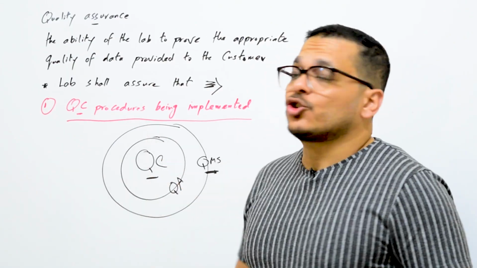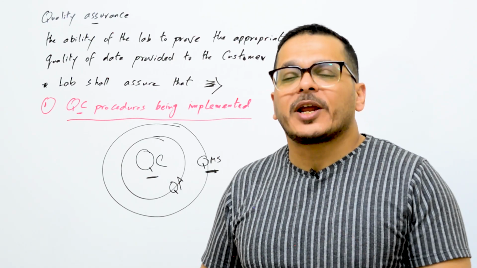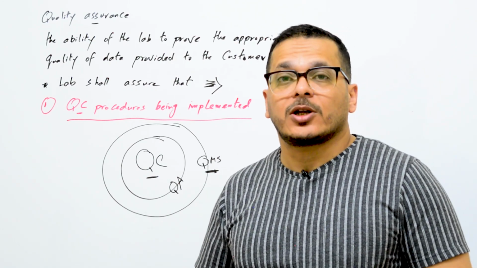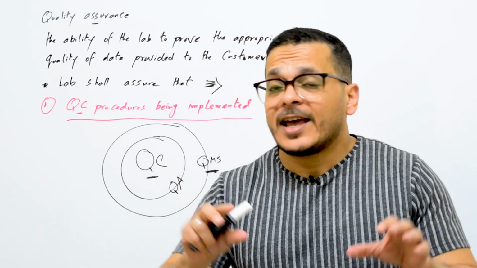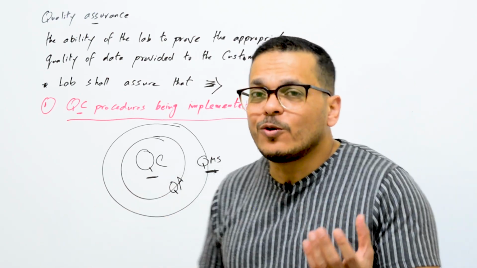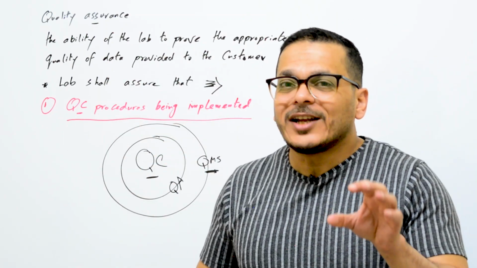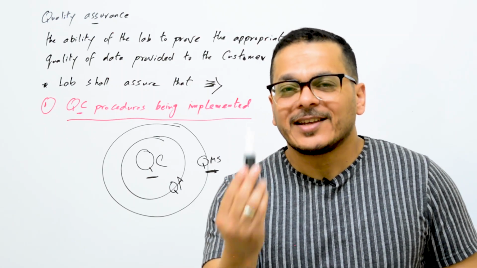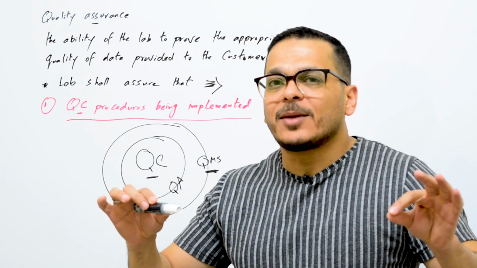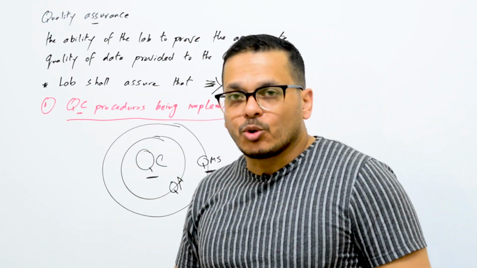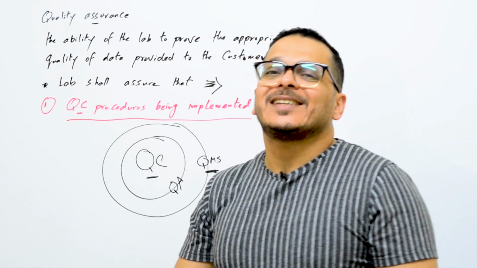And then we have quality assurance. Quality assurance is the ability of the lab to prove the appropriate quality of data provided to the customer. So what is the difference between quality assurance and quality control? Both of them have the same objective, to prove the appropriate quality of data provided to the customer. But quality control is one step. Quality control procedures should be implemented for all methods, and this is one step inside the quality assurance program. And quality control and quality assurance, both of them are inside the quality management system.